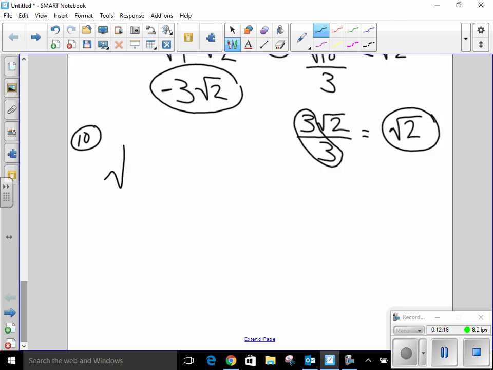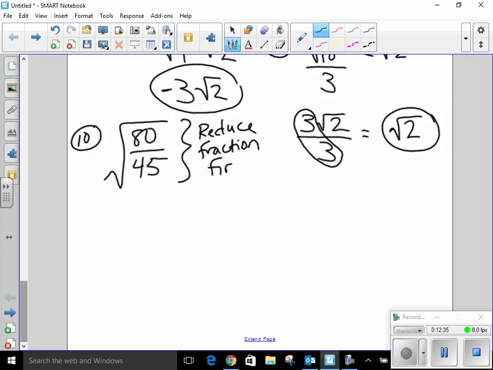If you have a fraction under your square root sign and you don't see any perfect squares, remember with multiplication we said put the two numbers back together and then resplit it apart. Okay, so for division, if there's no perfect squares, reduce the fraction first, because usually when you do, you'll see a perfect square come out.